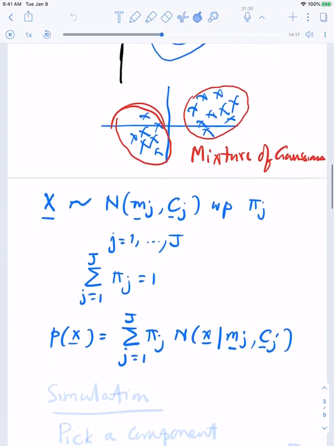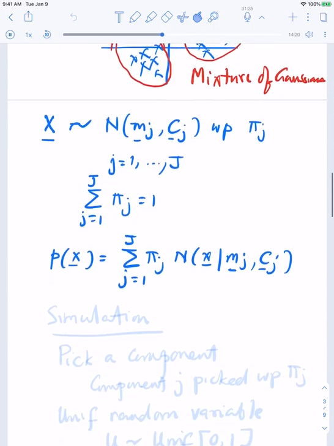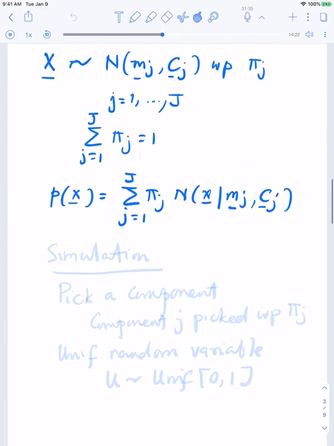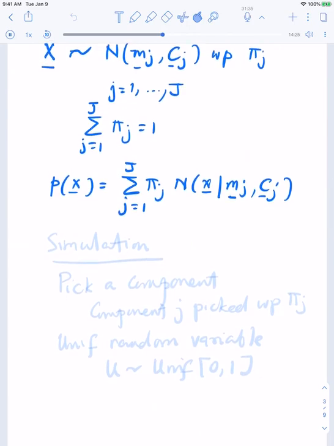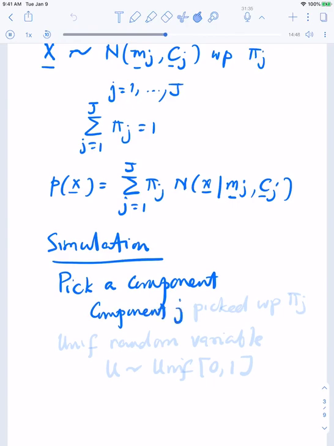How would we simulate mixture Gaussians? Well, we are going to use mixture Gaussian distributions for some of the artificial data that we use in our homeworks. So how do we simulate it? Simulation would be: pick a component first. Component j is picked with probability pi sub j. How do we do that?